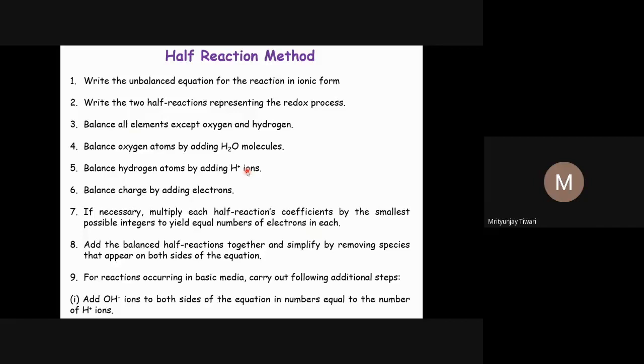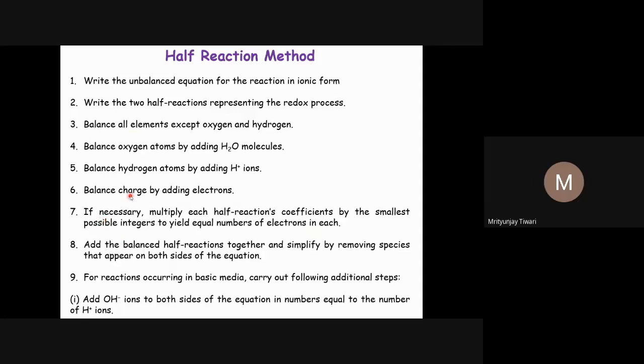So suppose this reaction is happening in acidic medium. At step number 5, to balance hydrogen atoms, we add H plus ions. And how many H plus ions will we add? We find that based on how much hydrogen is in excess on the other side of the reaction.